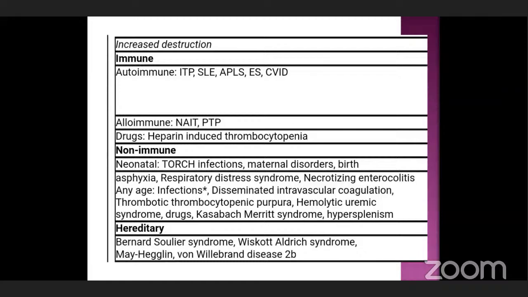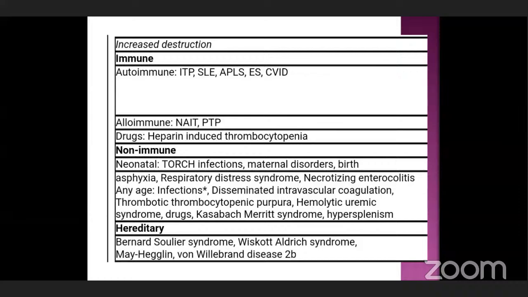Then next is alloimmune. Alloimmune means antibodies from elsewhere are attacking our platelets. So it can be neonatal alloimmune thrombocytopenia, NAIT. That means the antibodies from the mother are acting against the platelets in the newborn. The antibodies get entry into the baby's blood, it may be through the placenta, and they will attack the platelets in the baby, and the newborn baby will present with thrombocytopenia. That is neonatal alloimmune thrombocytopenia.